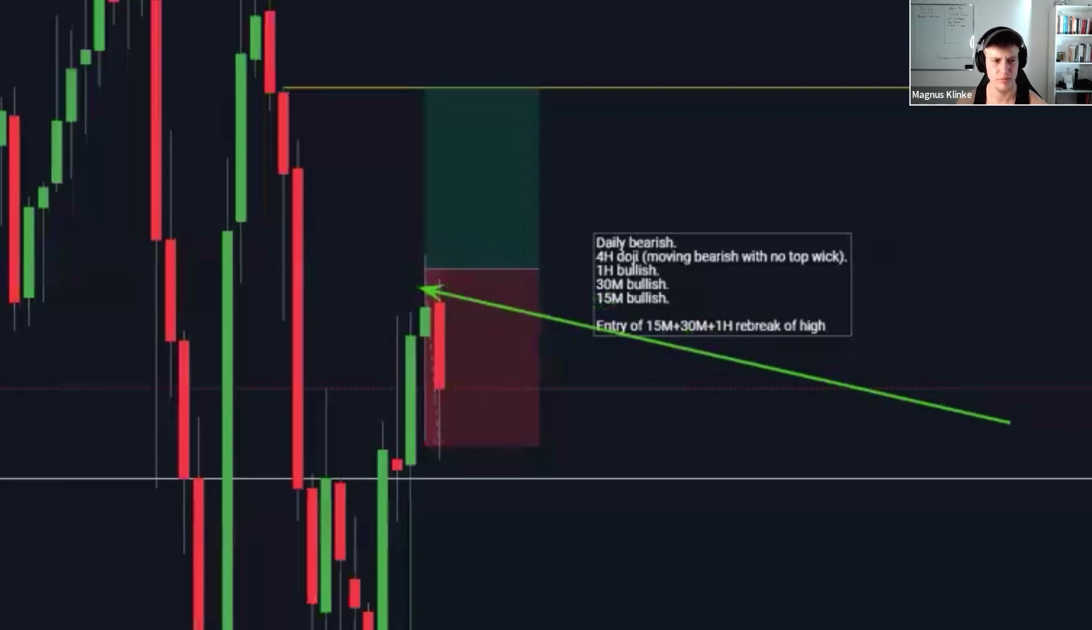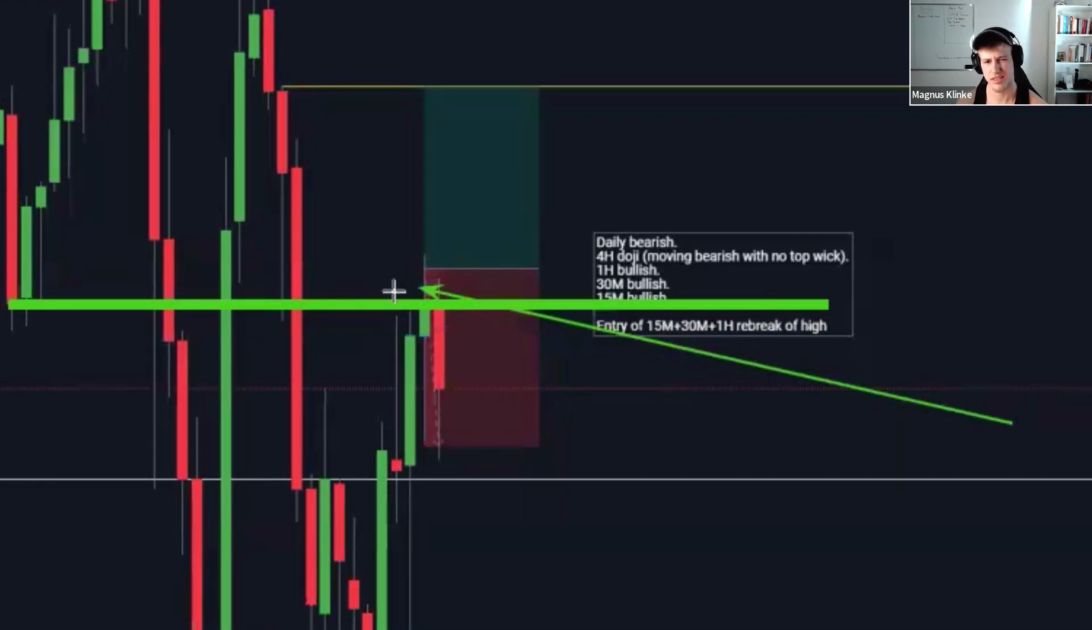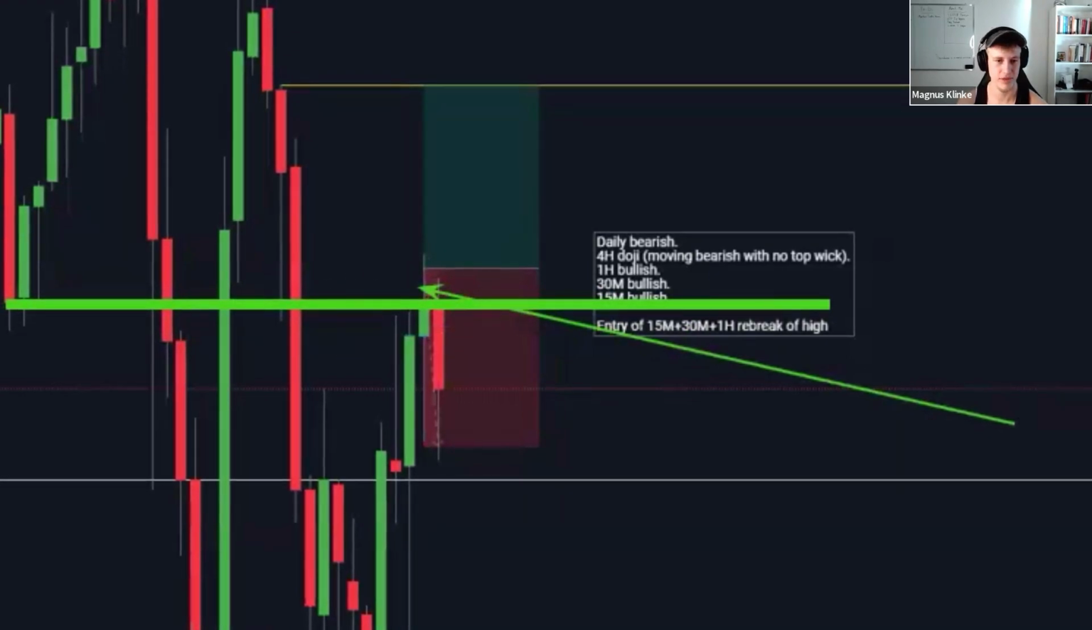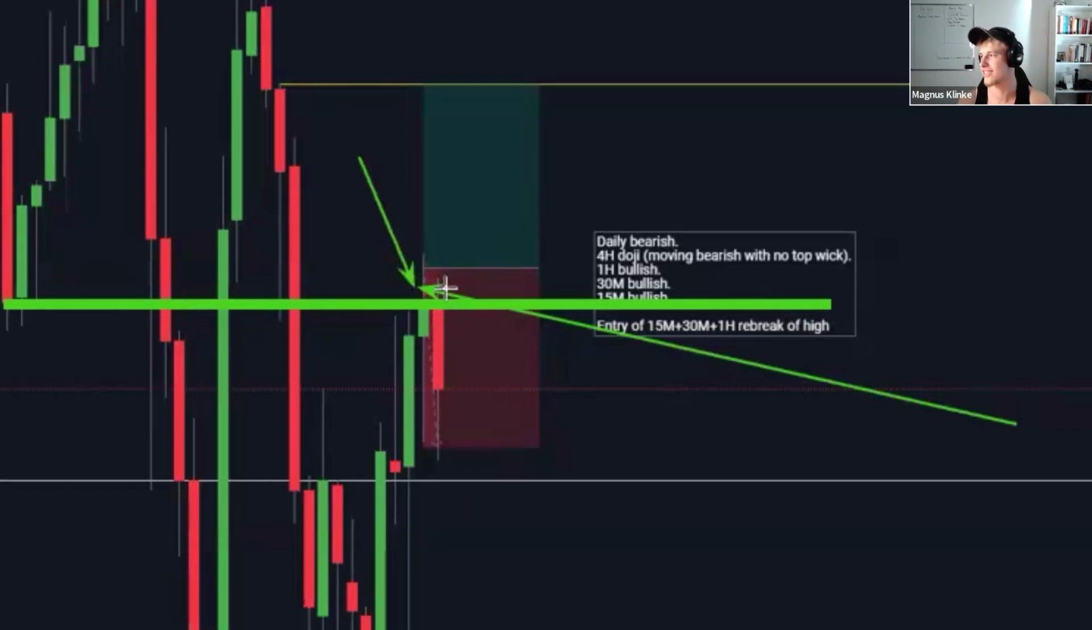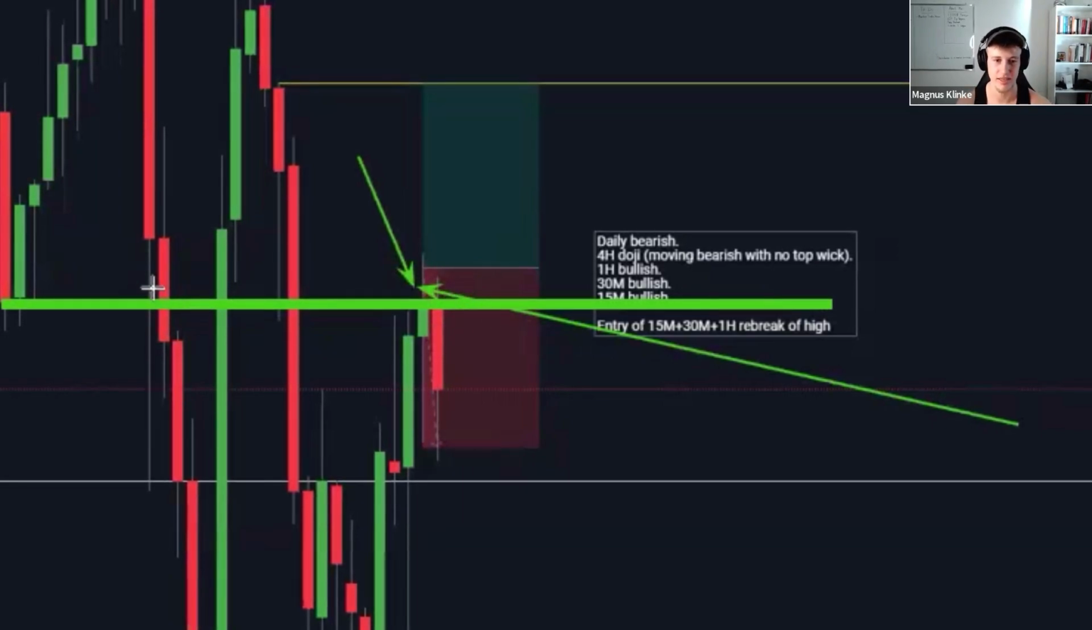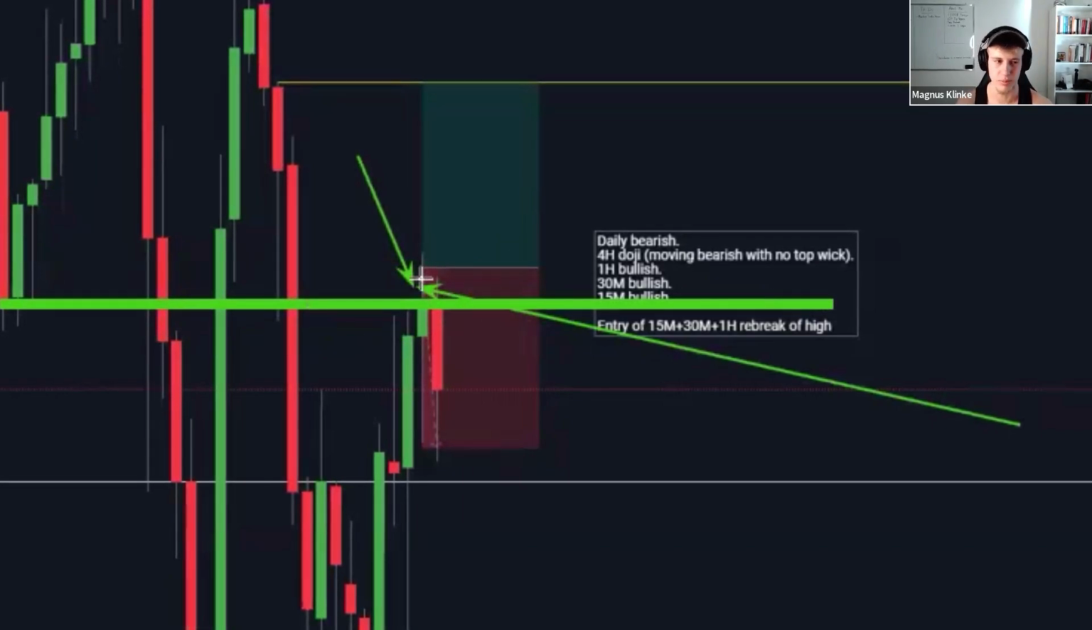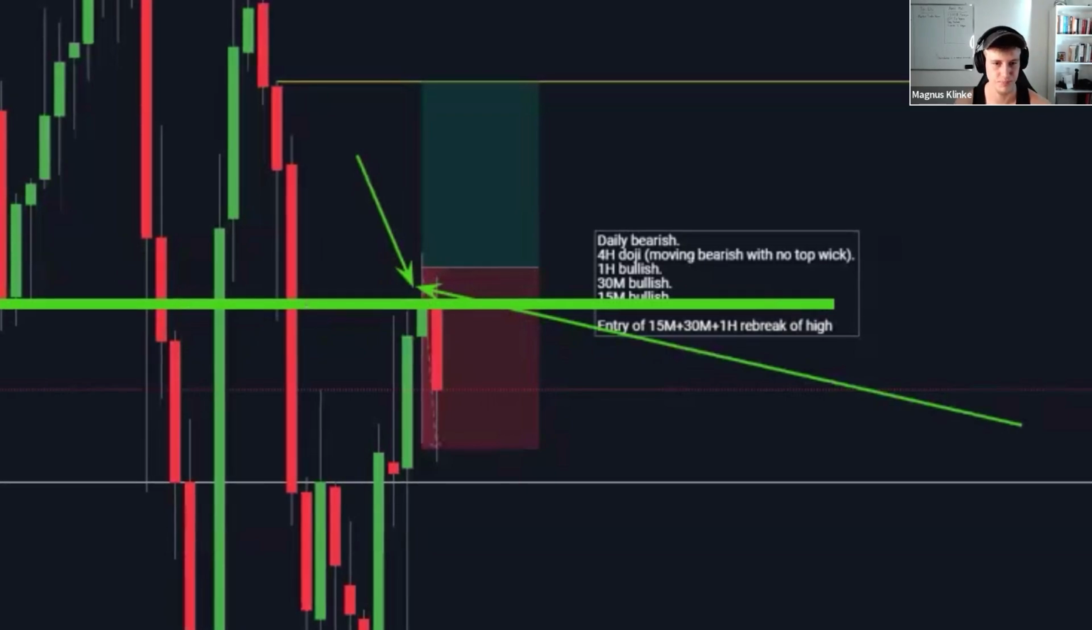So I think that could maybe be more of like a rejection wick, or like this candle, the bullish one, could be more of a rejection candle than it could actually be like a candle that's beginning to move up here. But I think it was worth a shot.